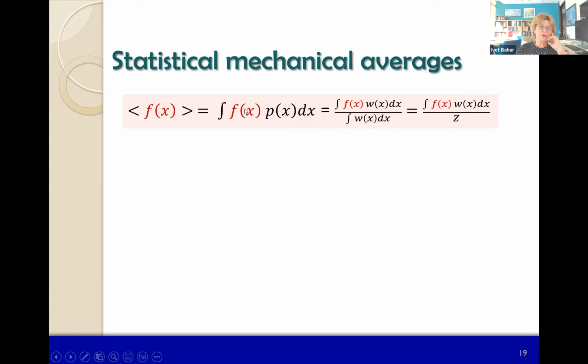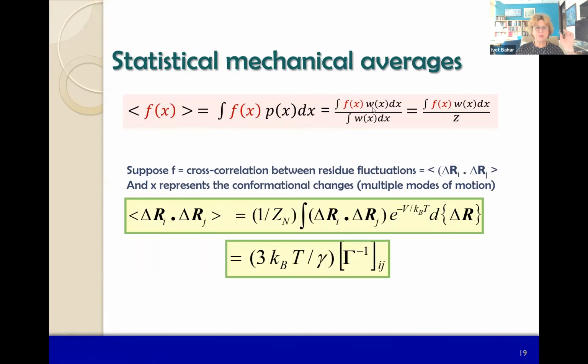You look at the probability of X for evaluating the average f of X over all possible X values. And so you can think of the probability, if you wish, as a weight function divided by the sum of the weights, which is nothing else than the partition function. This is classical statistical mechanics, right?